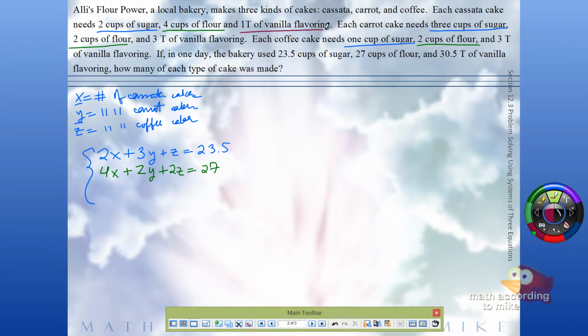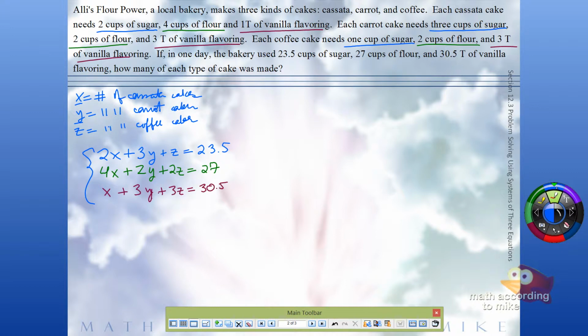Vanilla, 1 tablespoon in casata, 3 tablespoons in carrot, and also another 3 tablespoons in coffee. Total of 30.5 tablespoons.